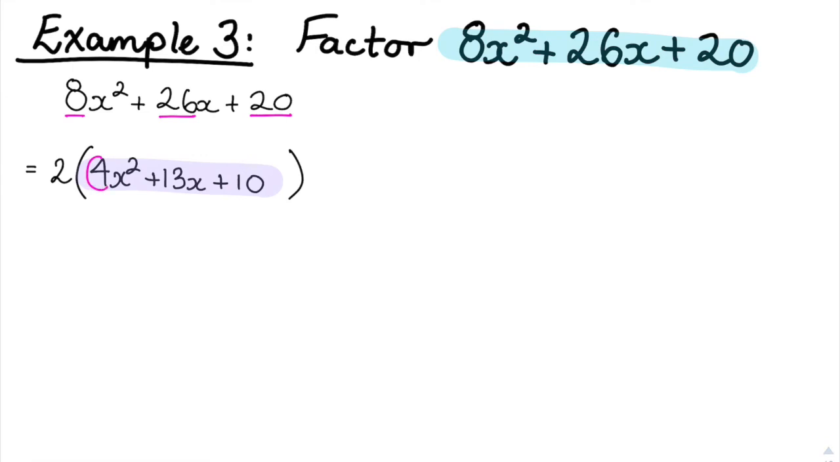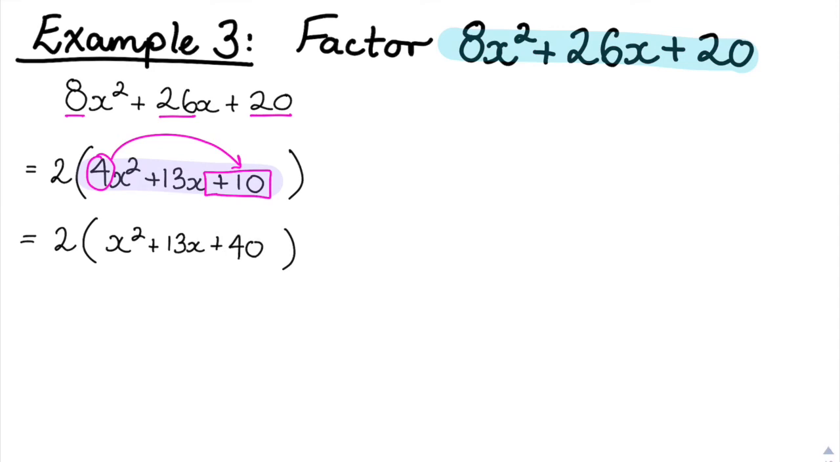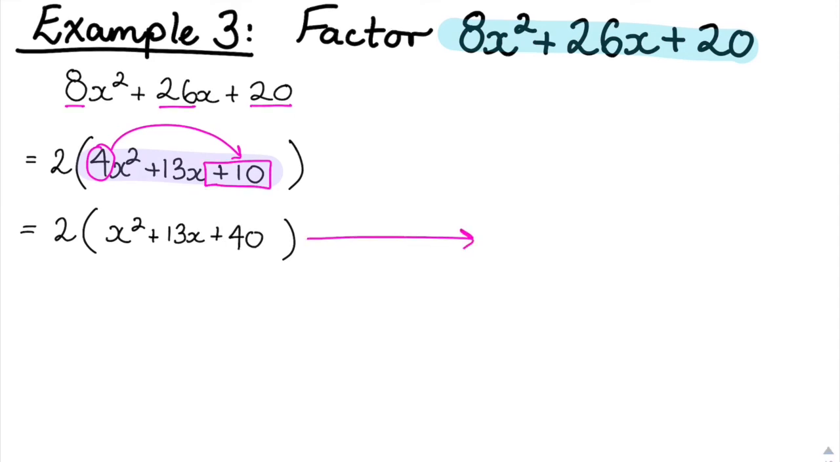What we're going to need to do is pick up this 4 and multiply it by the positive 10 at the back here. So we'll start by writing the 2 outside the front of the parentheses. We'll be left with x squared plus 13x, and 4 times 10 gives us 40. I'm going to take you across here so that we can factor this polynomial.